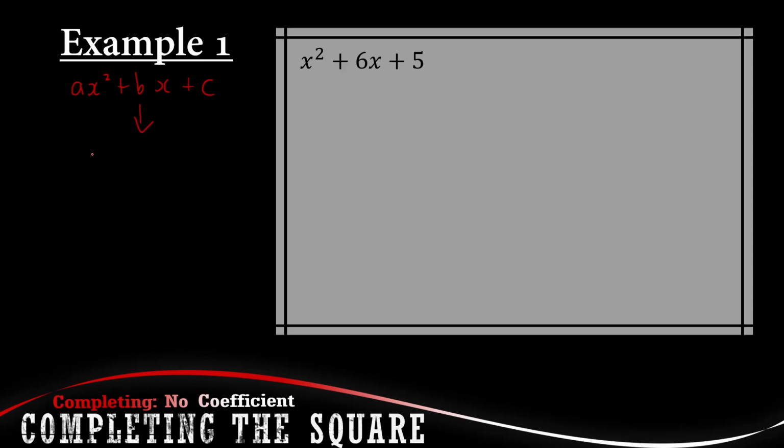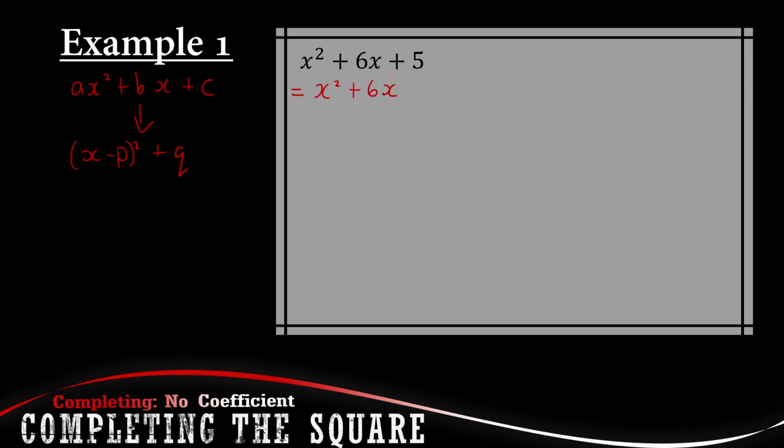We want to rewrite it to look like the following, x minus p squared plus q, where this is known as its completed square form. That's its standard form. Now first of all, the first thing you do is you just write down the first two terms. So we've got x squared plus 6x.